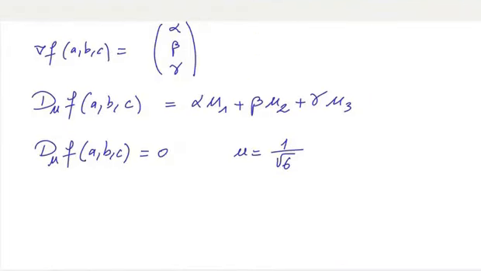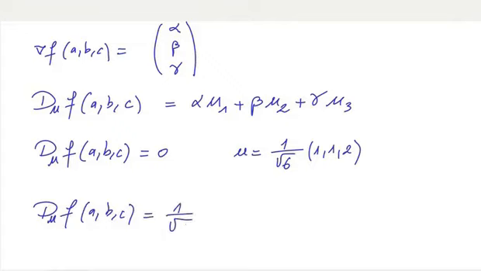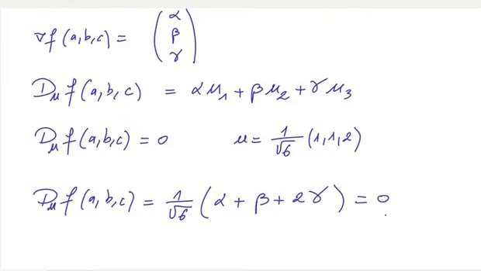multiplied by (1, 1, 2). In other words, the derivative in the direction u of f at the point (a, b, c) is going to be equal to 1 over the square root of 6 times (alpha plus beta plus 2 gamma). We take the dot product of vector u with the vector (alpha, beta, gamma), and this is 0 according to the text.